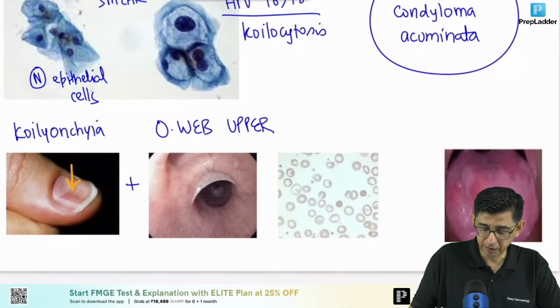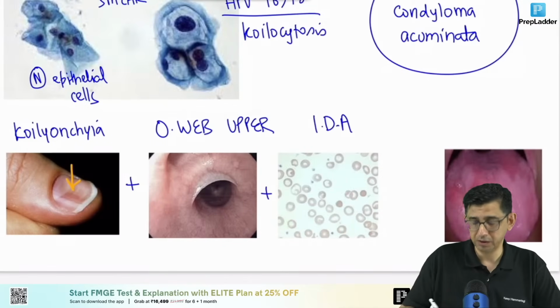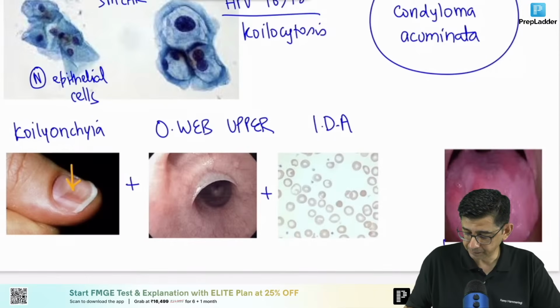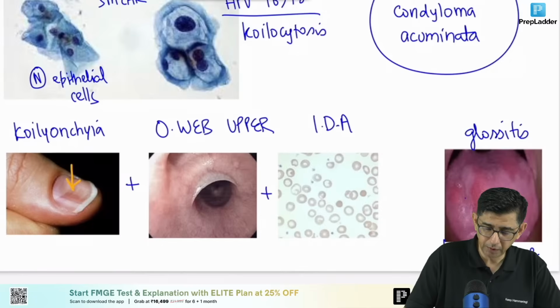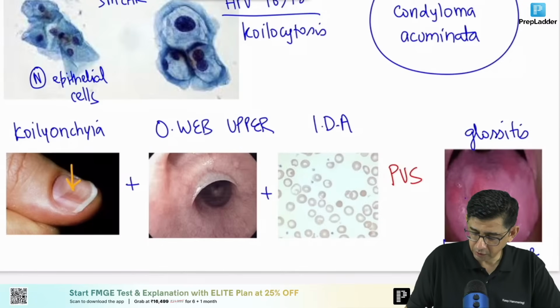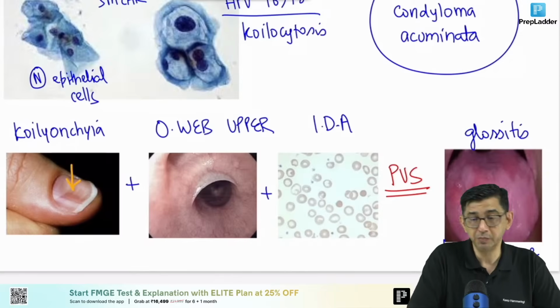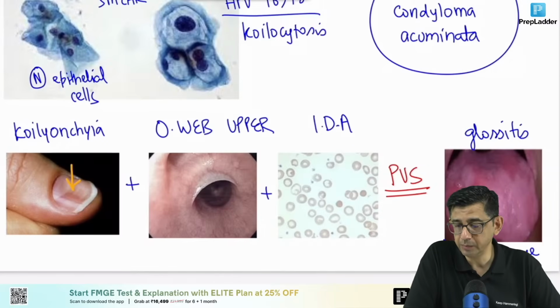You can see that there is an upper esophageal web that will cause dysphagia. There is iron deficiency anemia, and sometimes there might even be a beefy tongue. Instead of writing beefy tongue, they may write the word glossitis. Yes, we're talking about Plummer-Vinson syndrome, because the upper part of the esophagus is being talked about. Yes, guys, I'm waiting for the comments.